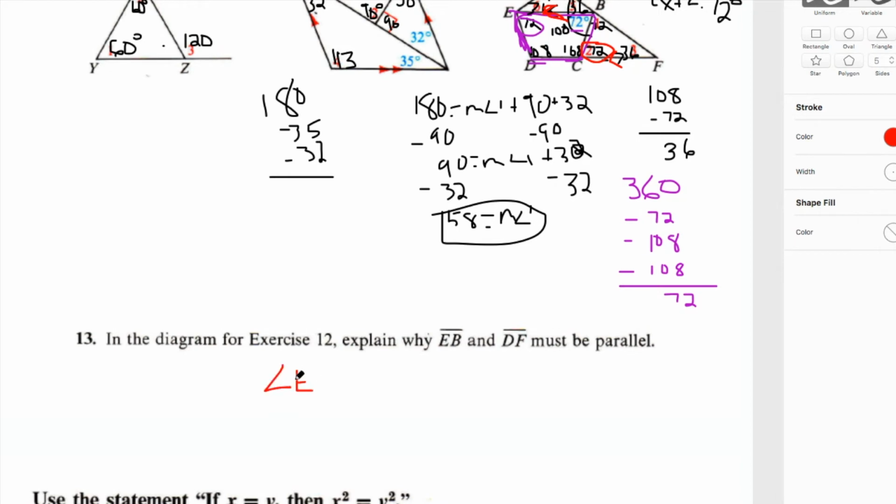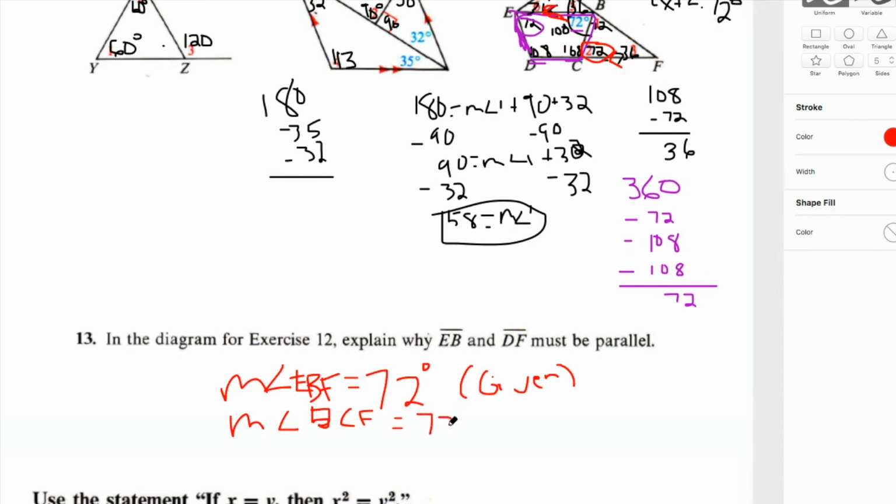We knew this because angle EBF was given to us as 72 degrees. And we determined that the measure of angle BCF also equaled 72 degrees because it's an exterior angle of the regular pentagon. So we could determine that angle EBF was congruent to angle BCF. That fits the definition of congruency for angles because their measurements are the same.